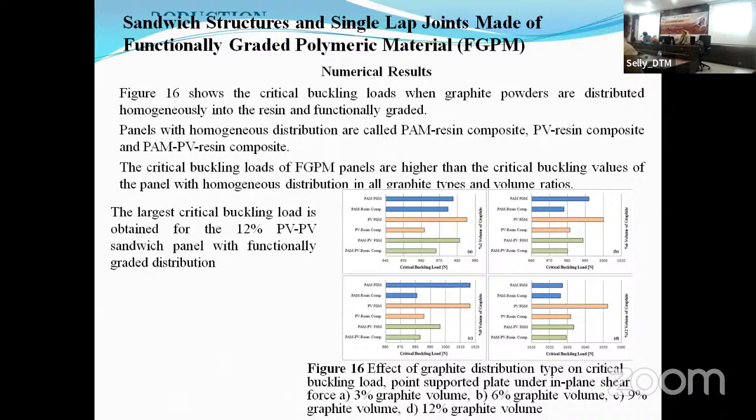that the panel with homogeneous distributions of the PV resin composite and PAM resin composite, PAM and PV resin composite, and FGPM panels is higher than the critical value with the homogeneous distribution for all types and all volume ratios.